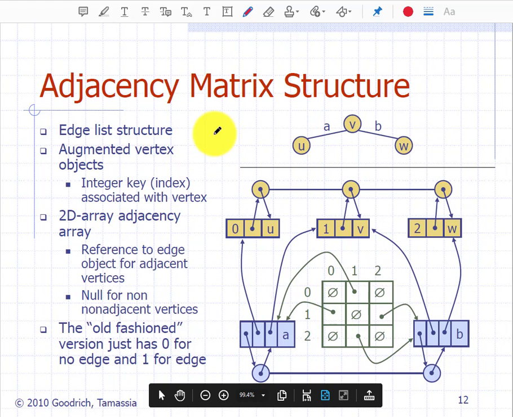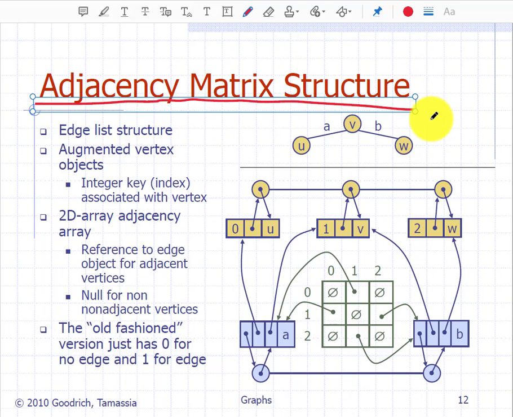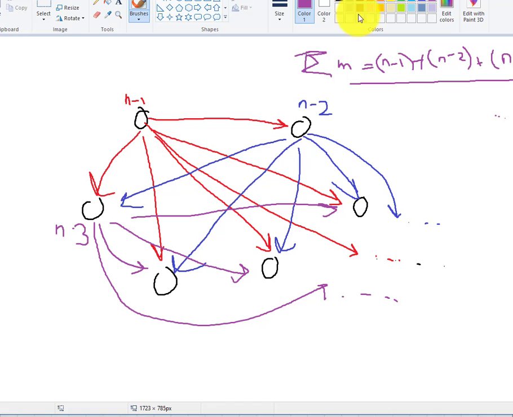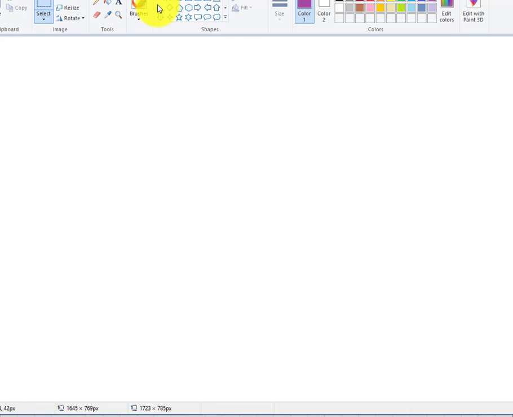But the adjacency matrix is used because it's also very easy to understand if you may struggle with all of these other pointers and things. And the basic idea here is that you have an array. So I'll draw it back on this just to make it less complicated. So you have an array. I'll draw it with a black paintbrush. And this array looks like this.